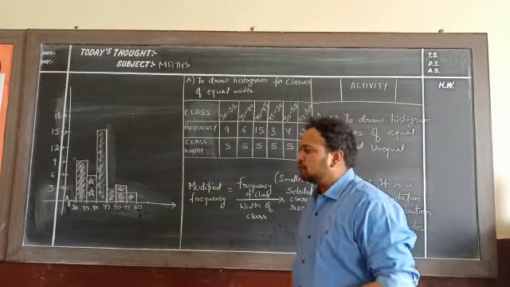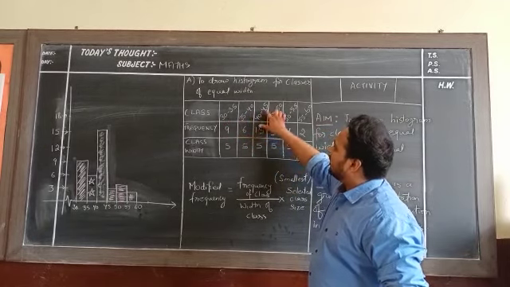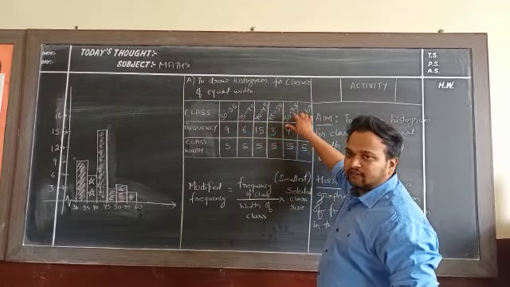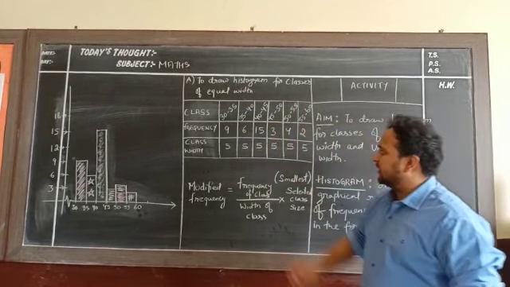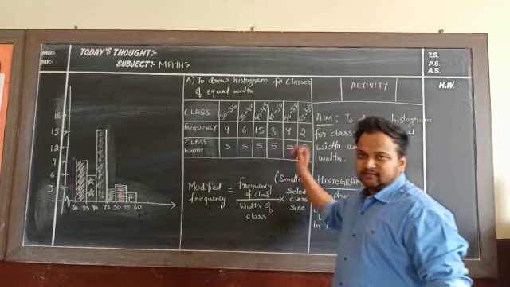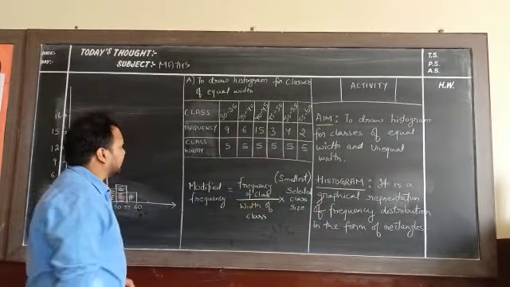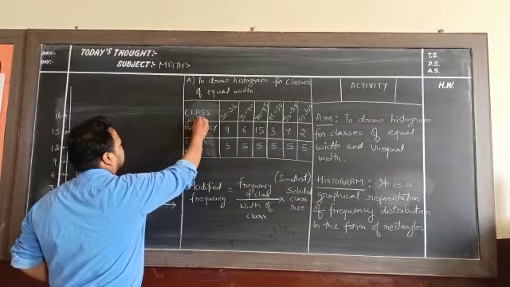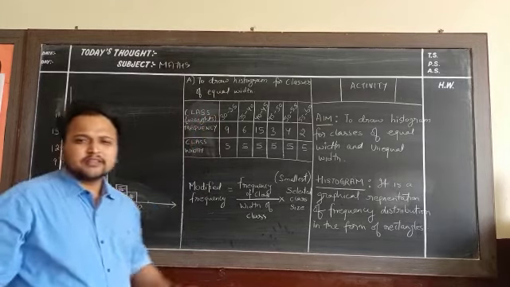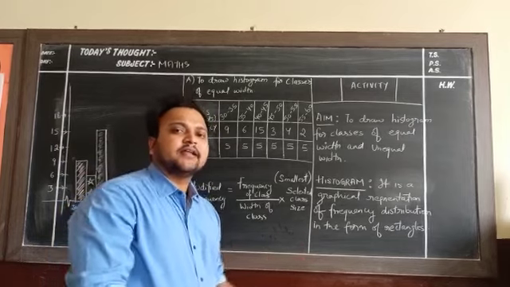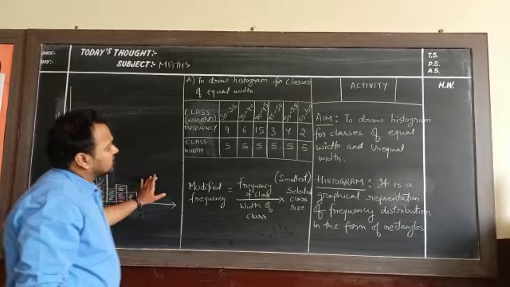For example, suppose the classes are 30 to 35, 35 to 40, 40 to 45, 45 to 50, 50 to 55, and 55 to 60. So the regular gap is of 5, right? And there is this frequency. Suppose if we consider this as weight of the students. Suppose there are n number of students in class 9th, and they have the following weights.